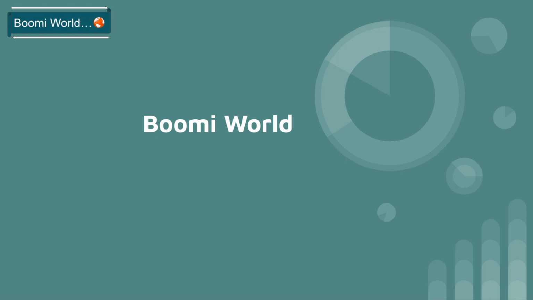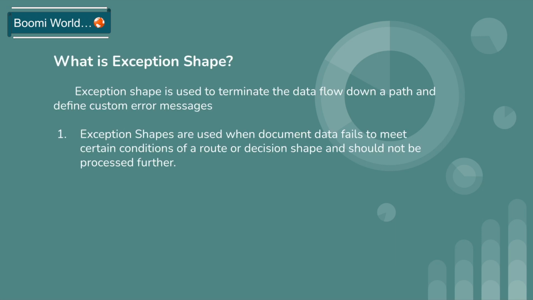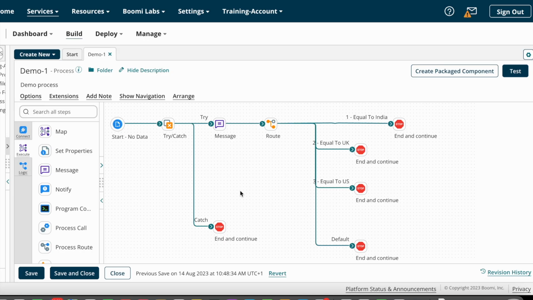So in this video, I'm going to discuss what is exception shape and how to configure exception shape on Boomi. Okay, so first we look into what is exception shape. Exception shape is used to terminate the data flow down a path and define custom error messages. Exception shapes are used when document data fails to meet certain conditions of a route or decision shape and should not be processed further. So now we can look at how to configure exception shape on Boomi.